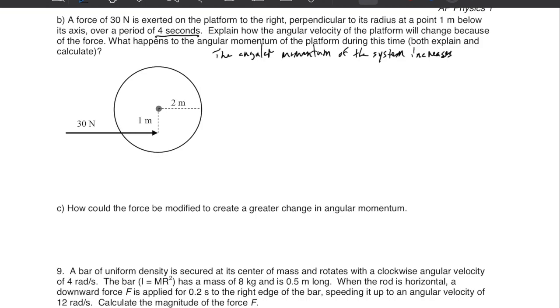Well, the angular momentum of the system will increase. The force is an outside, unbalanced external torque on the system. The torque will cause an acceleration, which changes the angular velocity. And if there's a change in angular velocity, and there's only one object, we know that there's a change in angular momentum. And the only time we see changes in momentum is when there's an unbalanced external force for a linear system, or an unbalanced external torque for a system that has rotation.